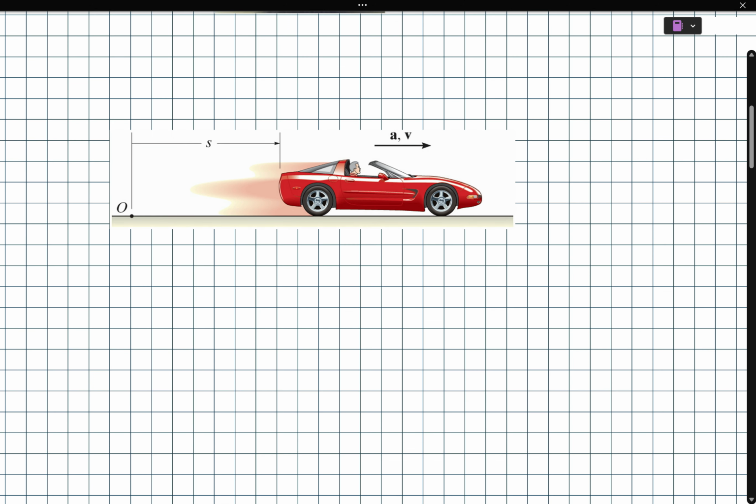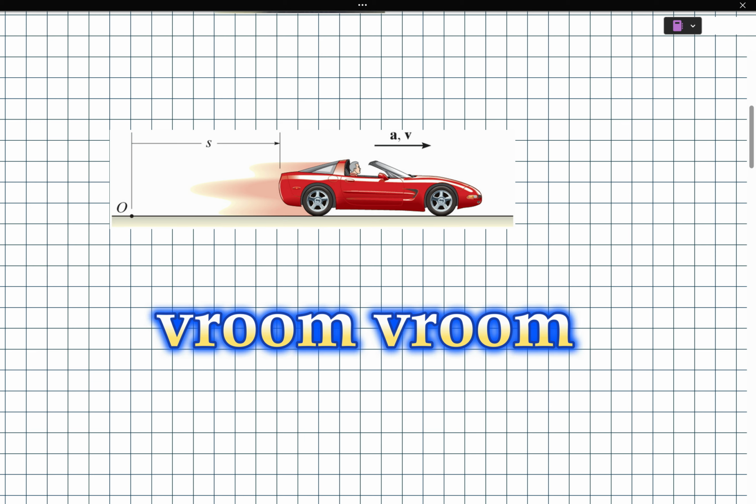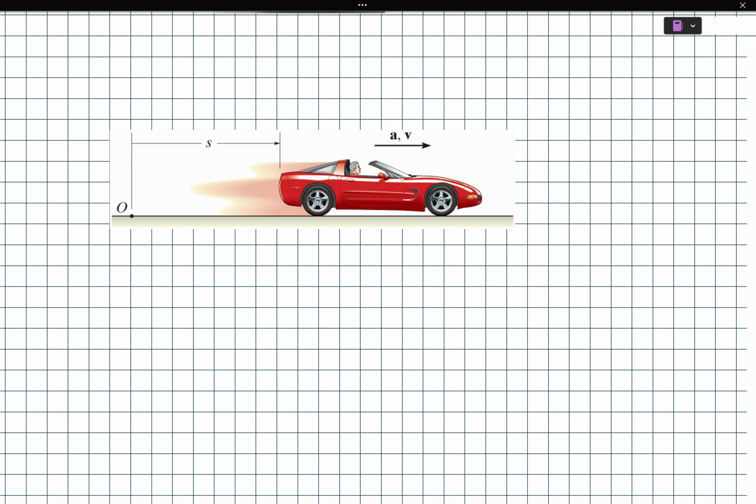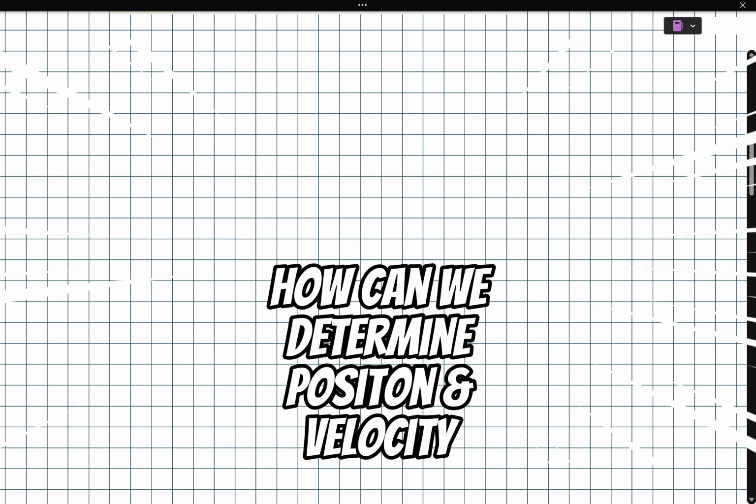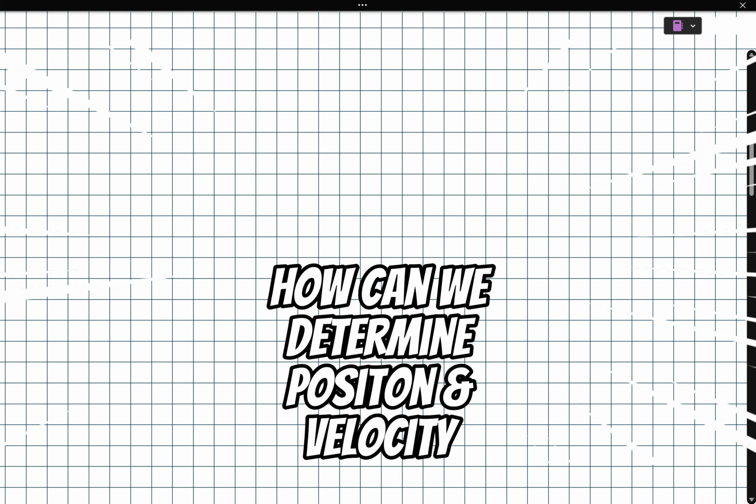The next application will be this really fast sports car, and it travels along a straight road. So our question is, can we treat the car as a particle? If the car accelerates at a constant rate, how can we determine its position and velocity at some instant? And we'll develop this understanding throughout this section and throughout this course.